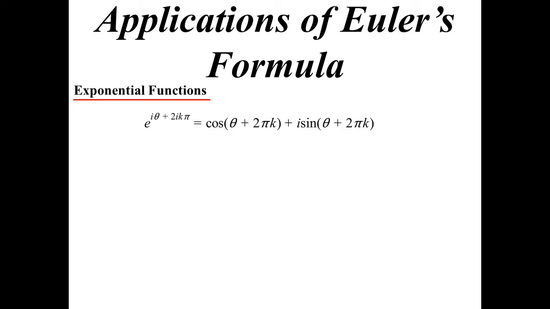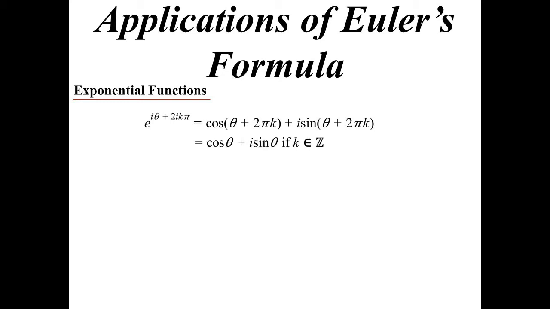Let's have a look at some applications of Euler's formula. So, exponential functions. We saw e to the iθ, but of course we can go around the circle. We saw 2π times, we come up with the same solution. Therefore e to the iθ plus multiples of 2π i would also be the same number, and that would then be cos(θ + 2πk) + i sin(θ + 2πk).